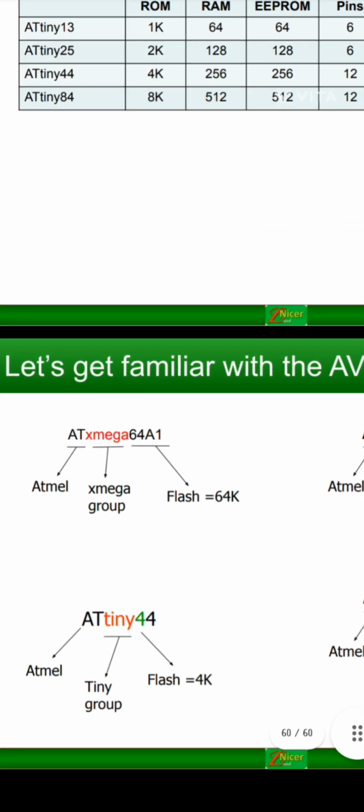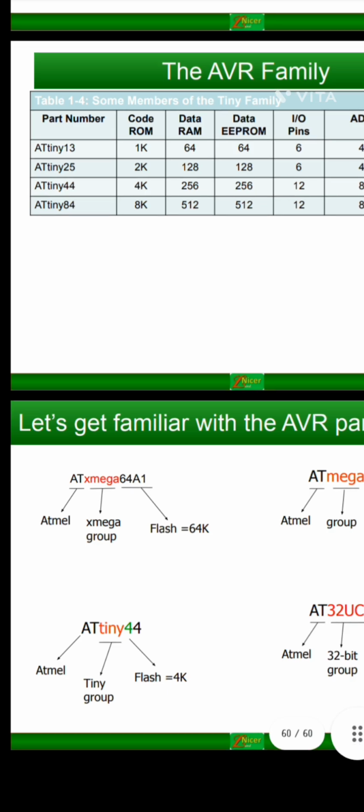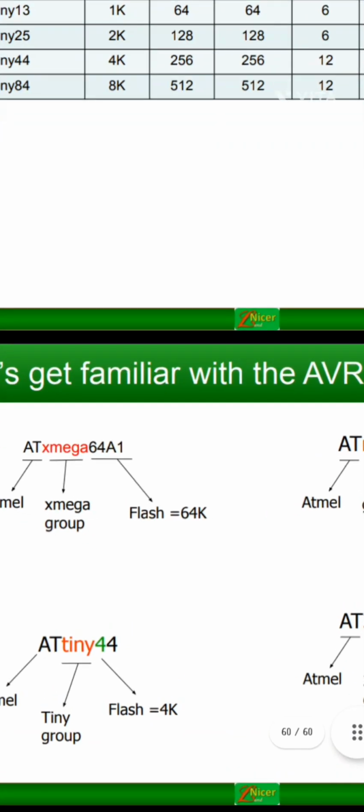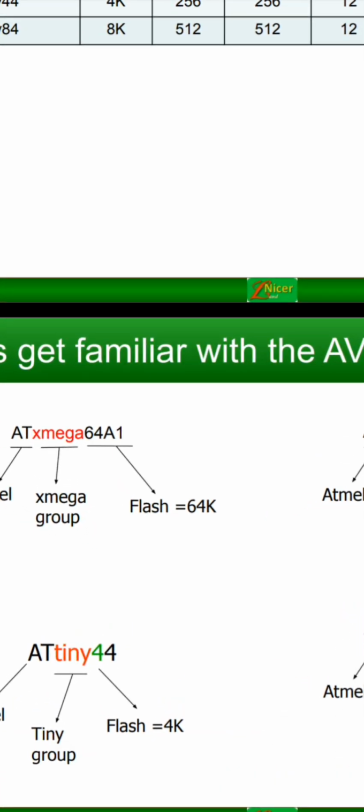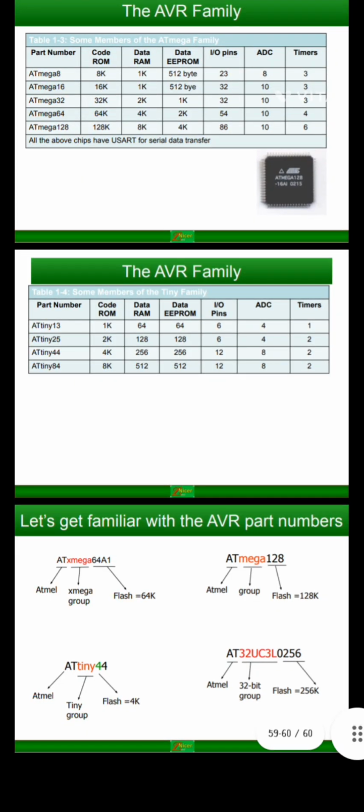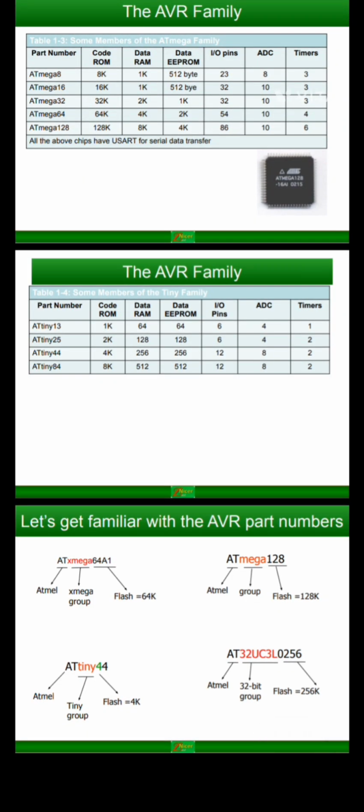RISC stands for Reduced Instruction Set Computer. It has relatively few instructions and relatively few addressing modes. It has a fixed length, easily decoded instruction format. Then there is Harvard and von Neumann, or Princeton, architecture.